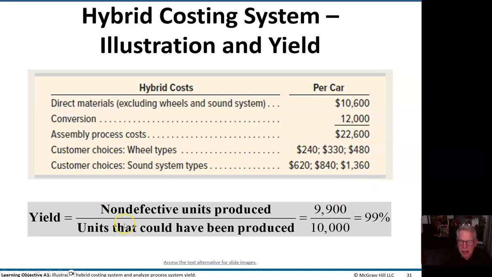So we're going to take a yield, and our non-defective units produced is 9,900 units, and the units that could have been produced is 10,000 units, or a 99% yield. Don't think of this too awfully negatively. Most manufacturing companies, if not all manufacturing companies, have some sort of yield that is not 100%.